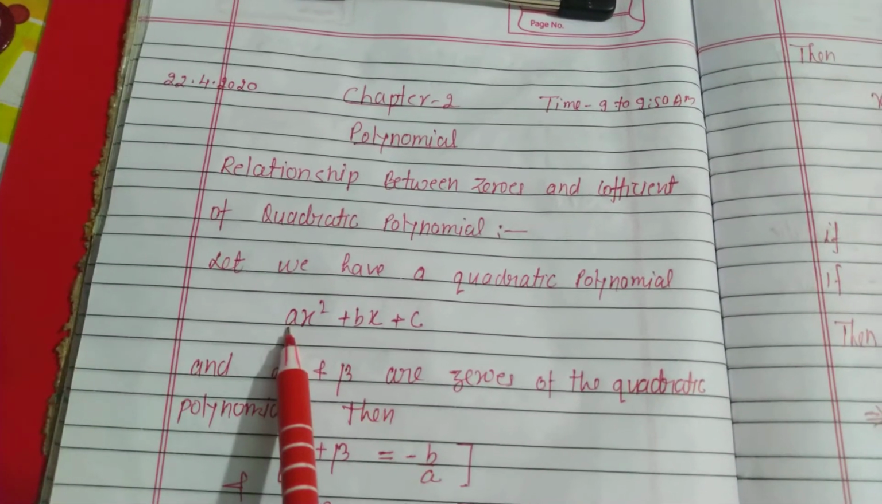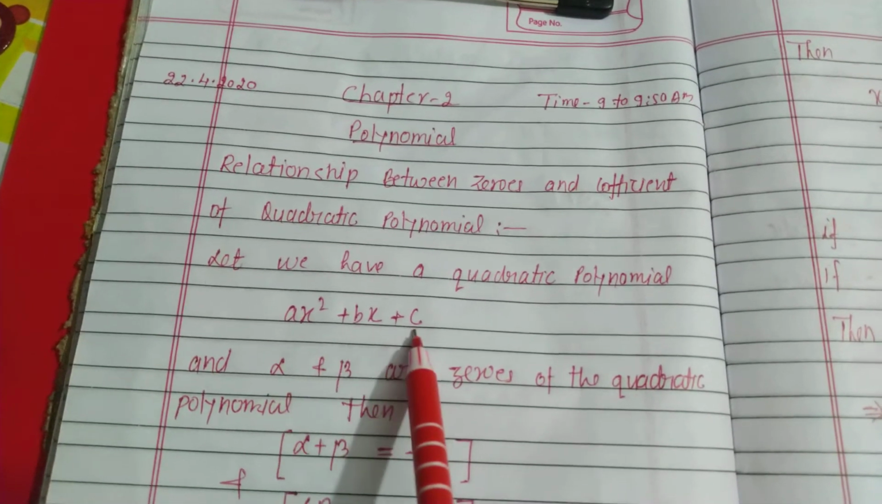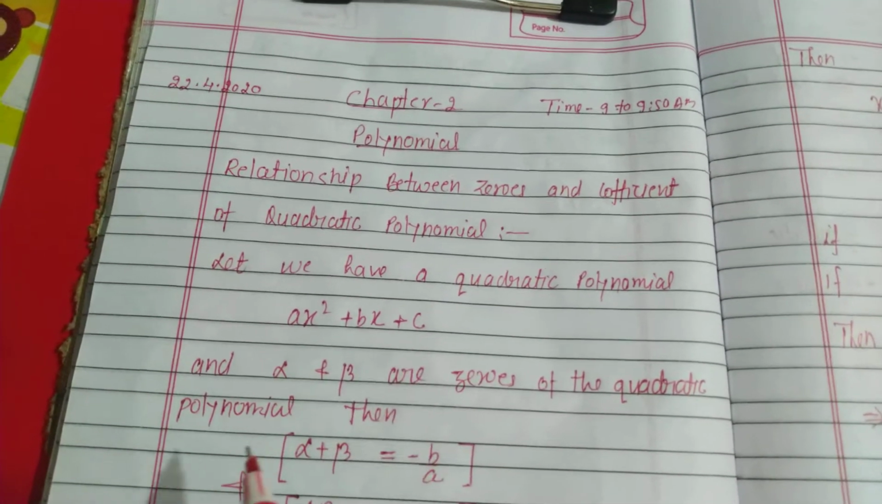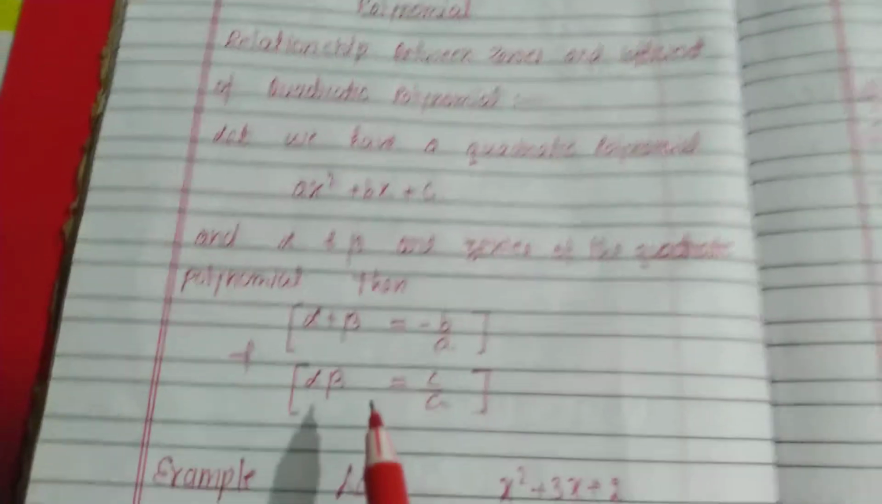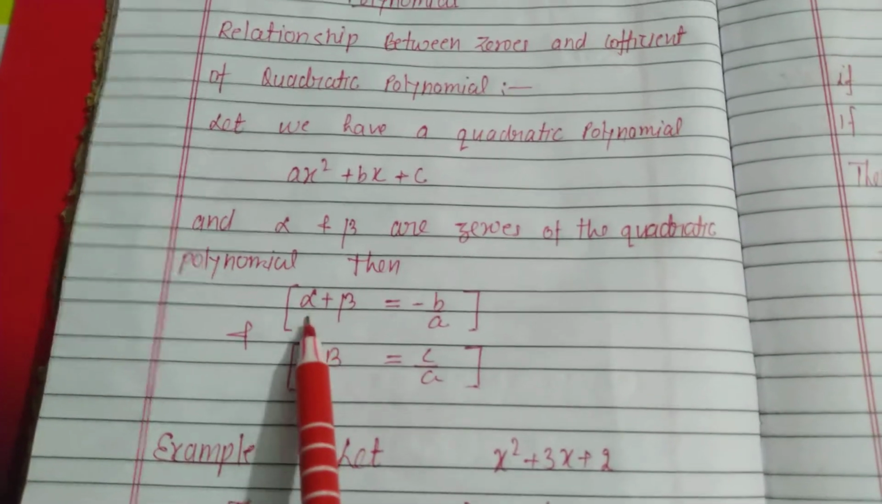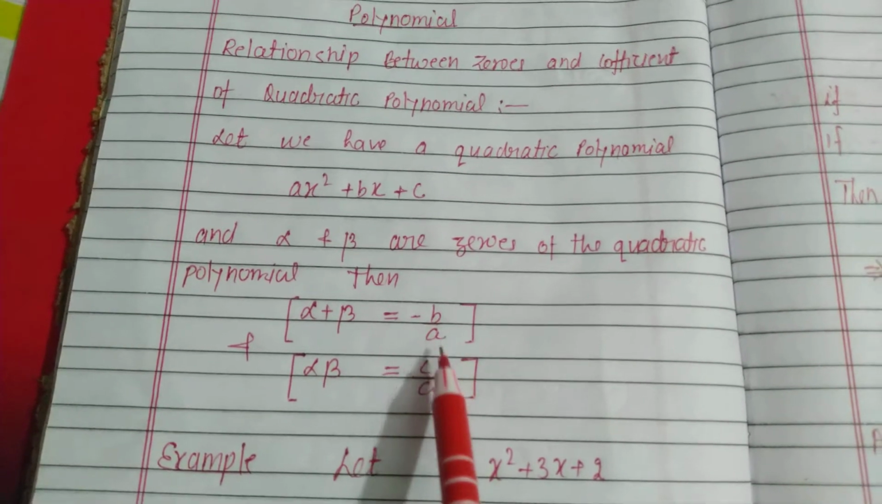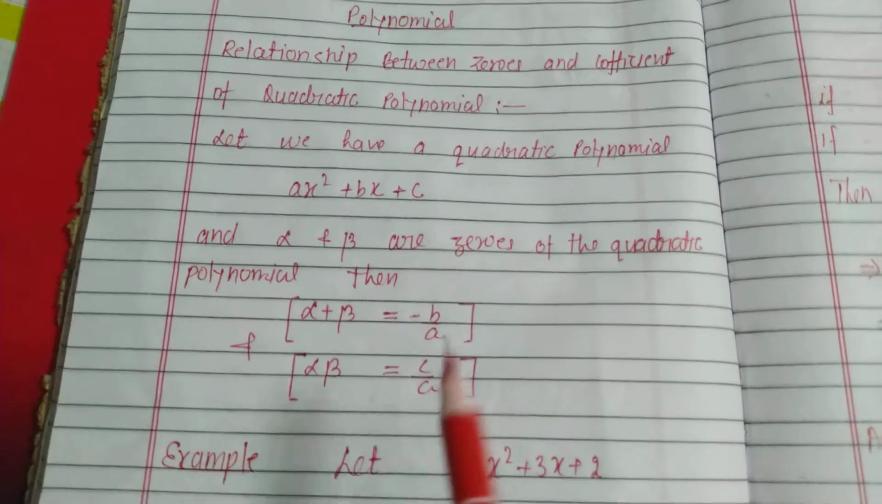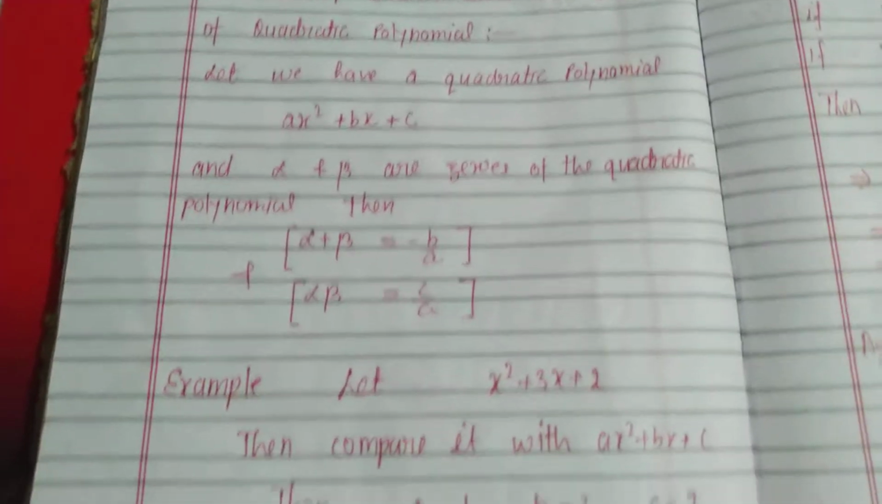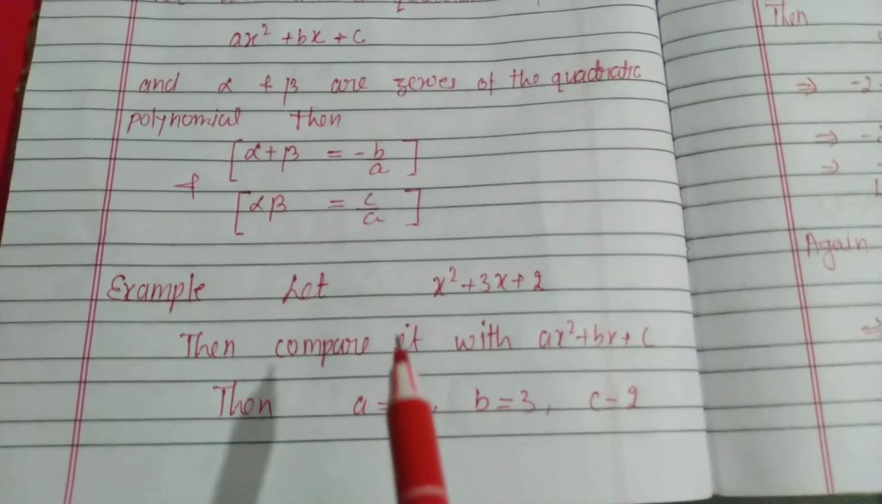Here a is the coefficient, b is also a coefficient, and c is a coefficient. If alpha and beta are zeros, then the relationship between the zeros and coefficients is alpha plus beta equal to minus b upon a, and alpha beta equal to c upon a. Let us understand it with an example.